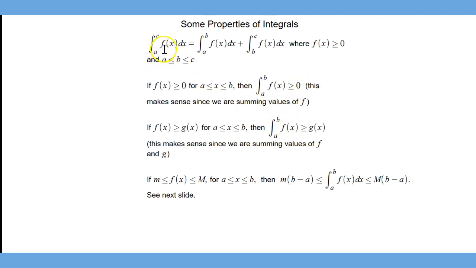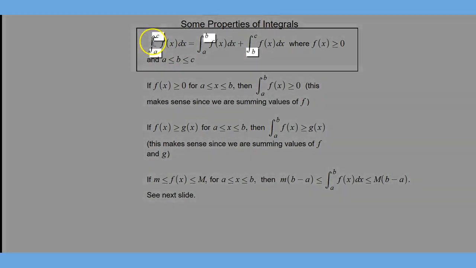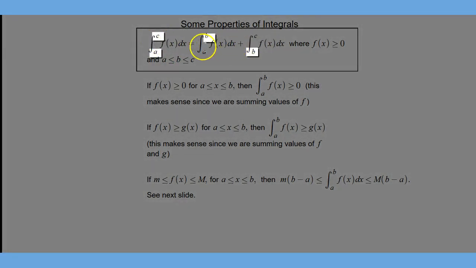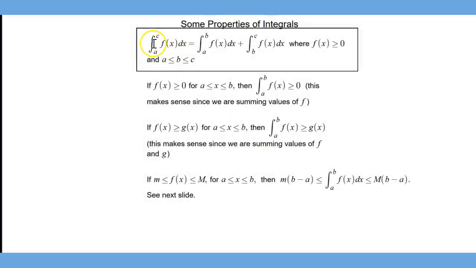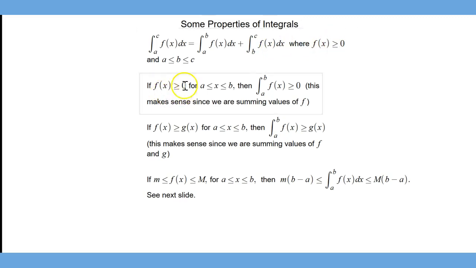If I have the definite integral from some interval a to c, I can actually break up that interval a to c and make it two intervals, and I can take the sum of each integral for a positive function. Also, if I have a positive function, that means that all the y values, all the function values are greater than 0 on some interval, then the integral is also greater than 0, which makes sense because we're just summing function values. That's what this is, the limit of sums.